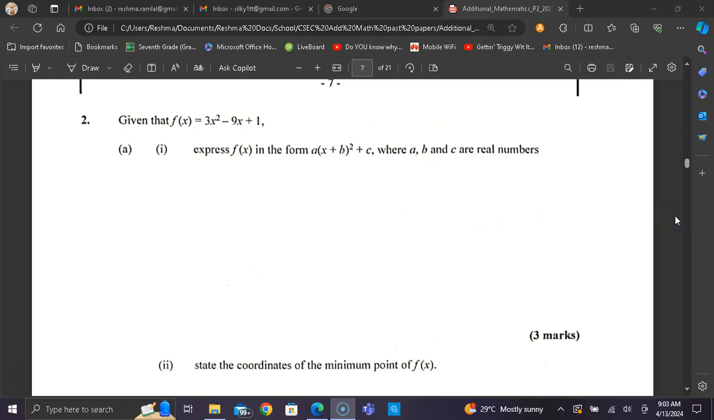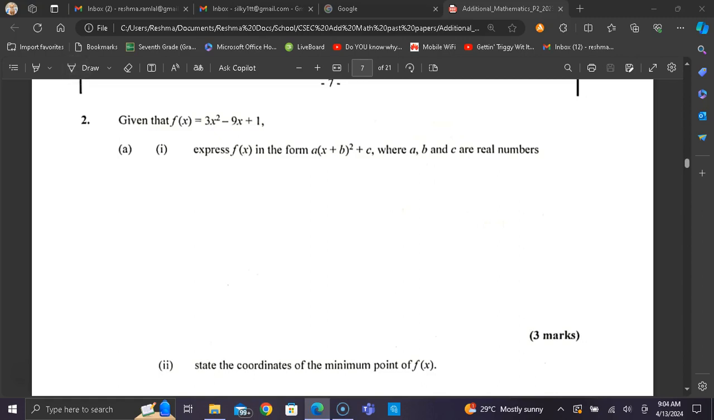Hi everyone, so let's do question 2 of the June 2023 Add Math CSEC Paper 2. So question 2, part A, given that f of x is equal to 3x squared minus 9x plus 1, express f of x in the form a open brackets x plus b all squared plus c, where a, b, and c are real numbers, and this is worth 3 marks.